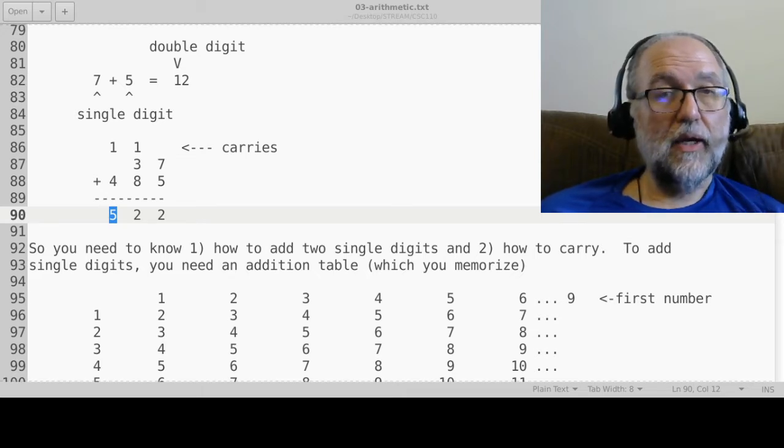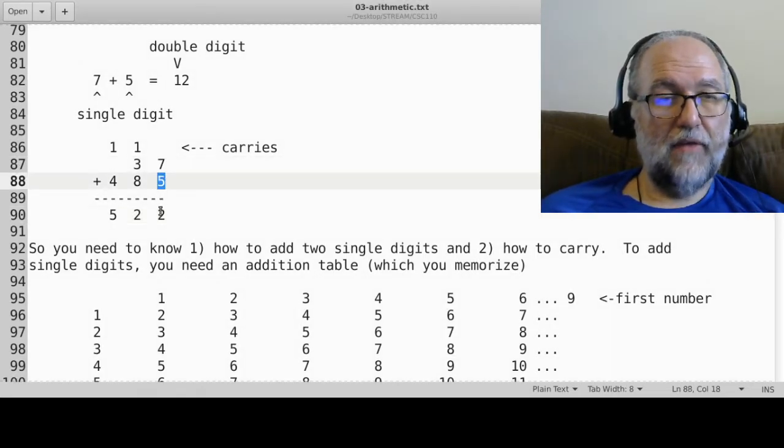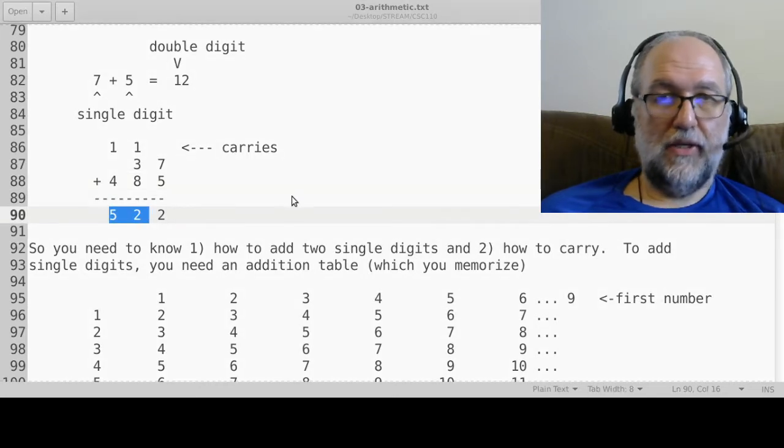So very quickly, 7 plus 5 is 2, carry 1. 1 plus 3 plus 8 is 2, carry 1. 1 plus 4 is 5, and you have your answer.